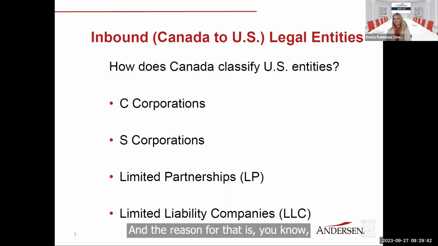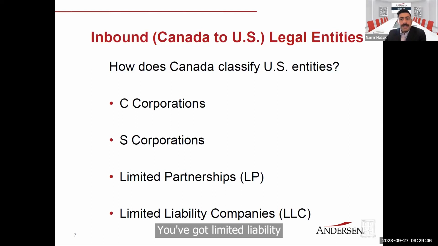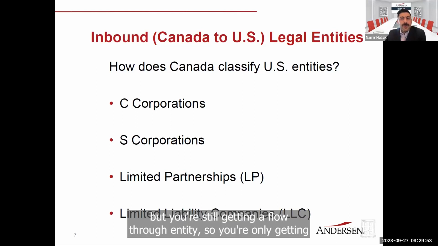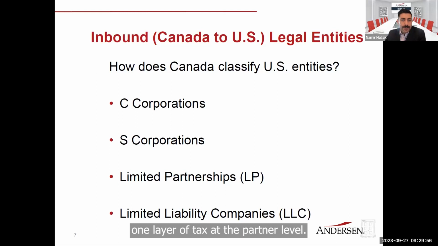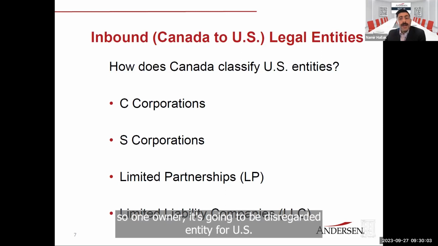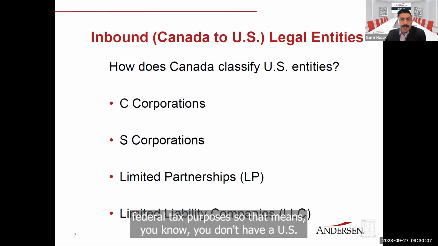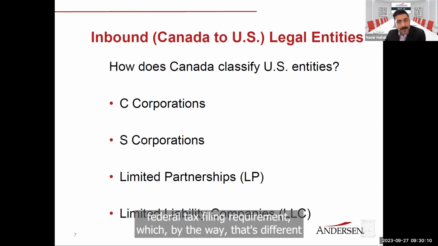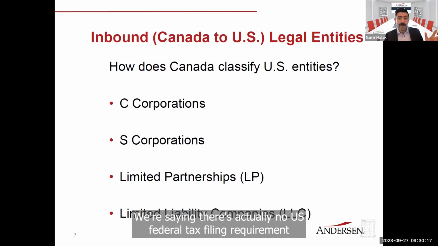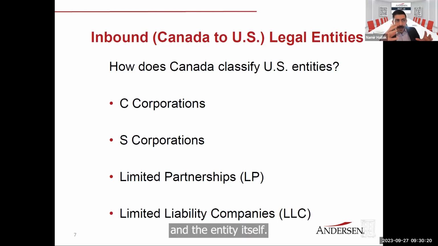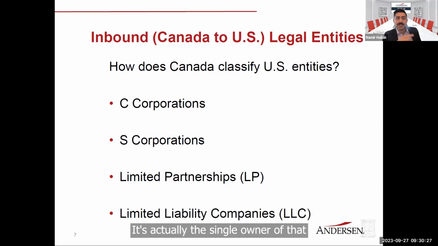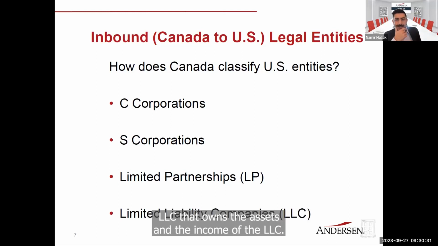Yeah. And the reason for that is, they give you kind of the best of both worlds. You've got limited liability for all its owners, which includes the managing partner, but you're still getting a flow-through entity, so you're only getting one layer of tax at the partner level. And if an LLC has only a 100% owner, so one owner, it's going to be a disregarded entity for US federal tax purposes. That means you don't have a US federal tax filing requirement, which is different from other flow-throughs like the S Corp or the partnership. The LLC itself is actually not the beneficial owner of the assets it owns. It's the single owner of that LLC that owns the assets and the income of the LLC.